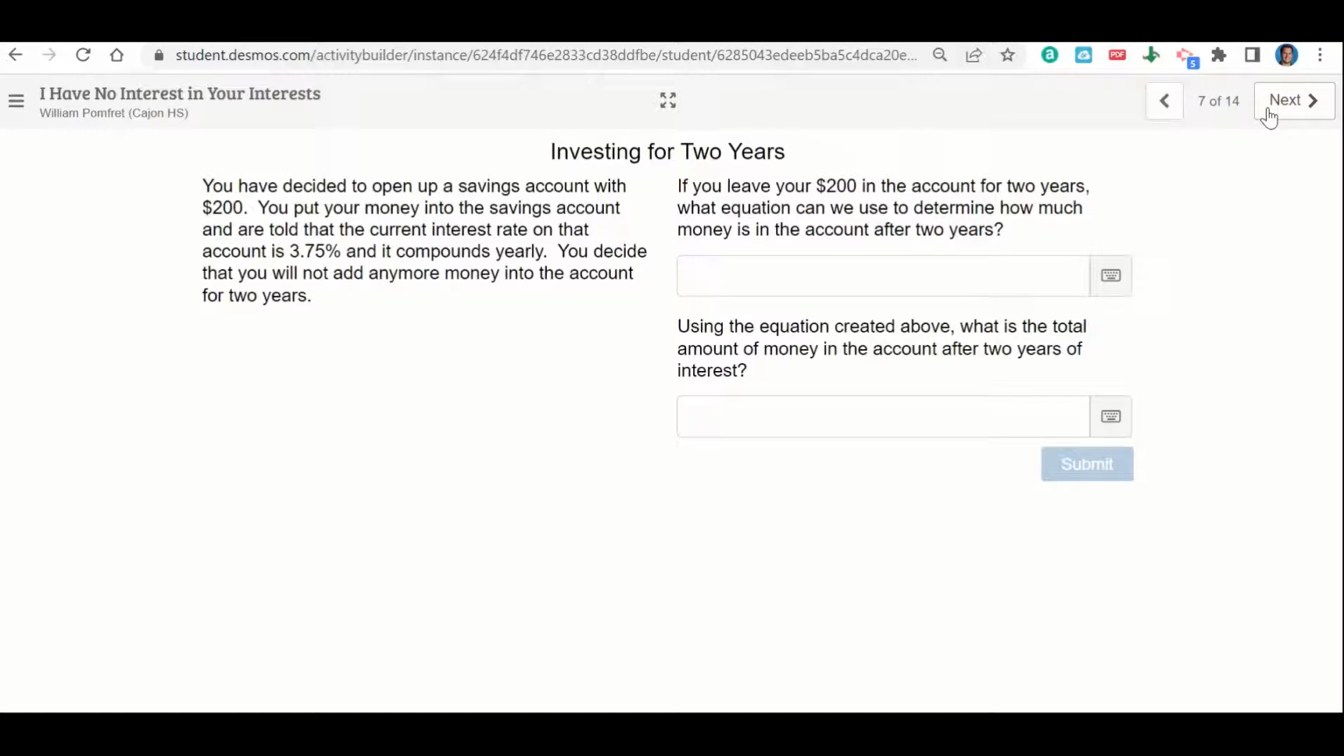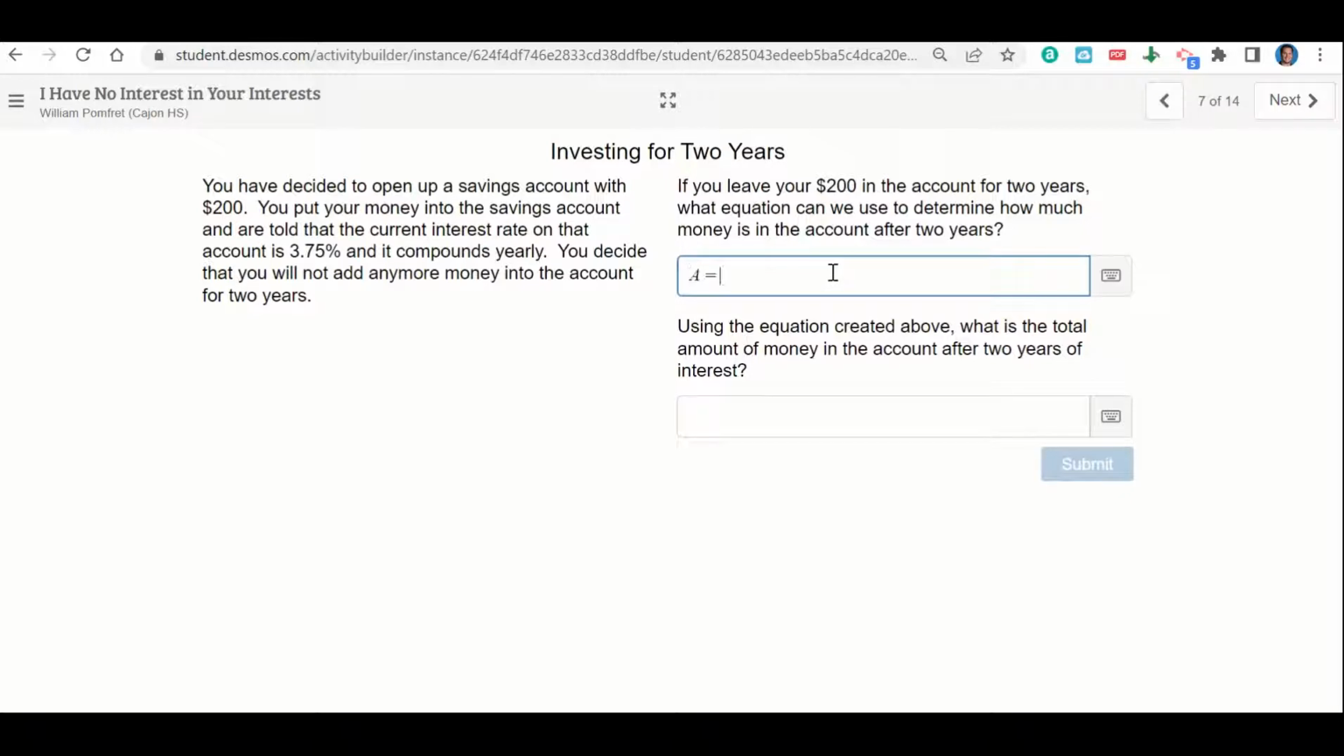It says you have decided to open up a savings account with $200. You put your money into the savings account and are told that the current interest rate is 3.75% compounded yearly. You've decided that you will not add any more money into the account for 2 years this time. So now how much money do we have after 2 years?